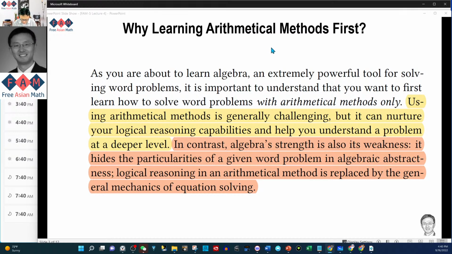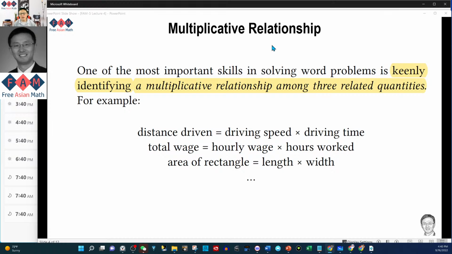So let's look at a few very specific mechanics about arithmetical methods. Usually, when you have a word problem of reasonable complexity, a very common and very important trick is that very often you need to identify a multiplicative relationship. Any reasonably complex word problem involves some multiplicative relationships.